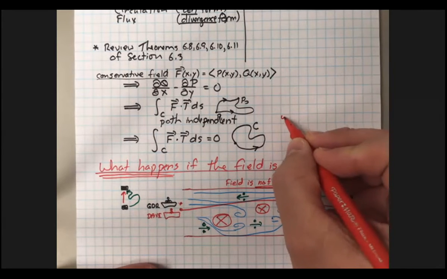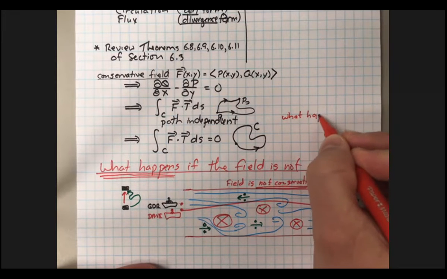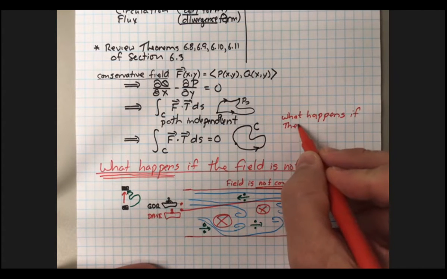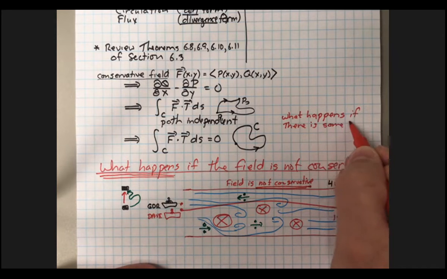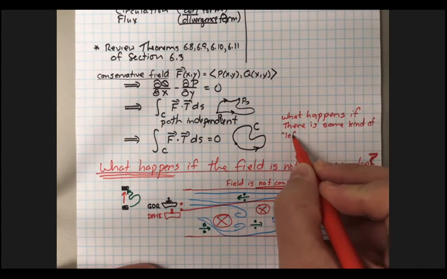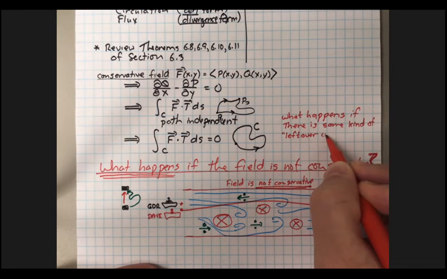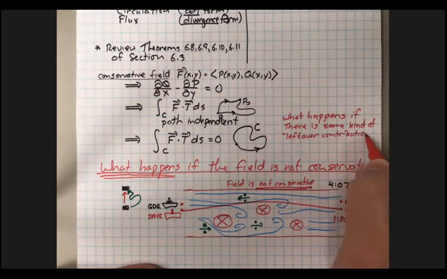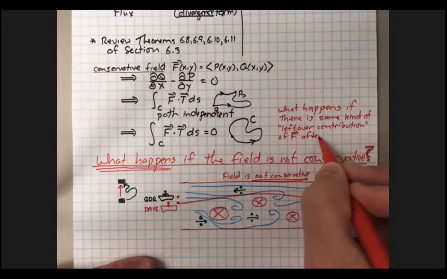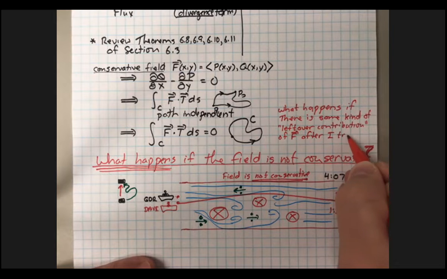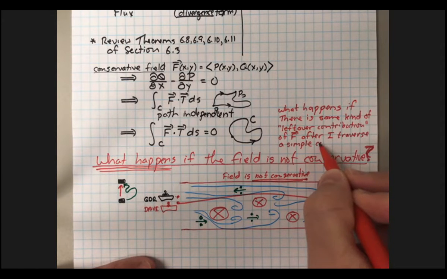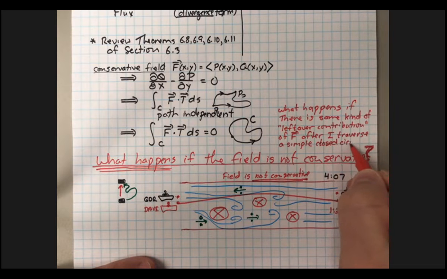Another way to say this is, and this is going to match what we're going to present in our handouts, what happens if there is some kind of, and here I'm being casual and not mathematical, some kind of leftover contribution of F after I traverse, or after I complete, a simple closed circuit or a simple closed curve.